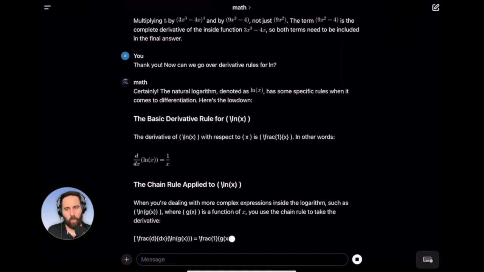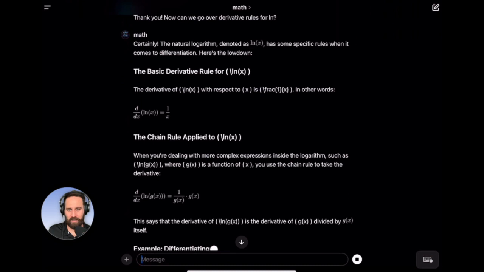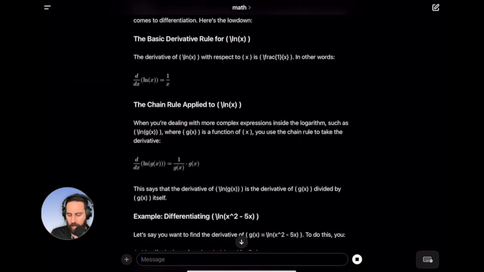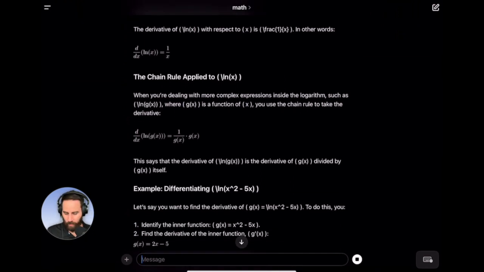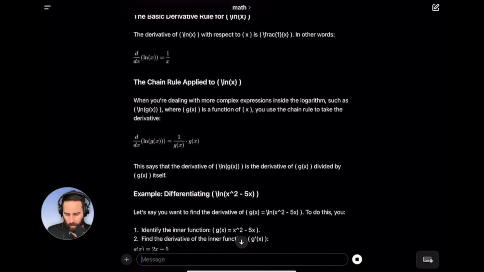This is the first GPT I've noticed, this math one, that's not very good with the LaTeX code. That ln of x should look nice and smooth, as it did right in the first sentence. So it says the derivative of the natural log of x is equal to 1 over x, which is good when you're dealing with more complex expressions inside the logarithm, such as natural log of g of x, where g of x is a function of x.